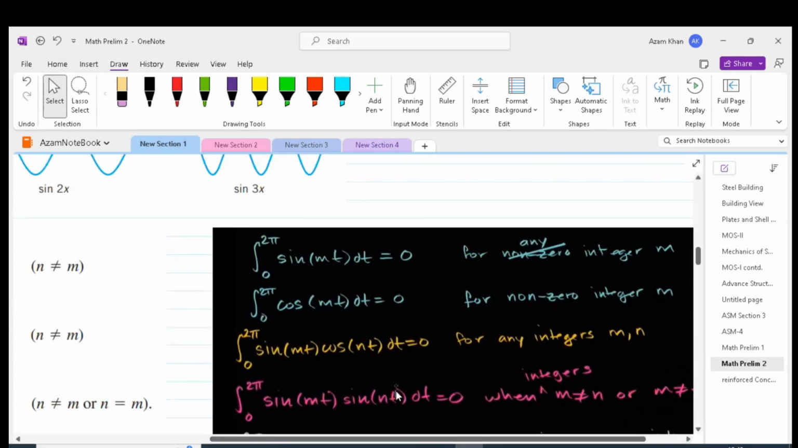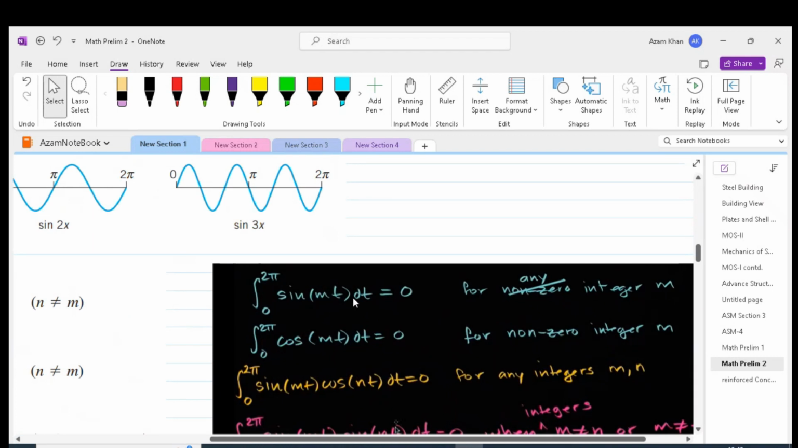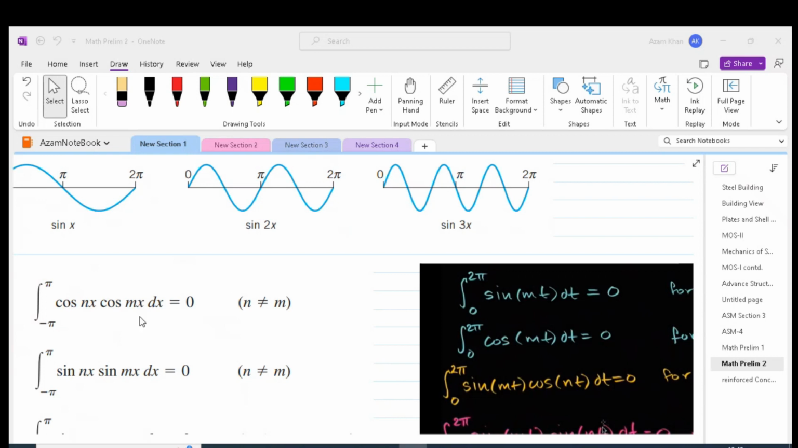In a similar manner, sin mt dt between 0 and 2 pi will give us 0, where m is any integer. Please note that in all these identities, our period is between 0 and 2 pi. So if we take 0 to 2 pi, or if we take minus pi to plus pi, the overall period comes out to be 2 pi. So it really doesn't matter how we integrate it. The important thing is that we integrate it over one period of 2 pi.